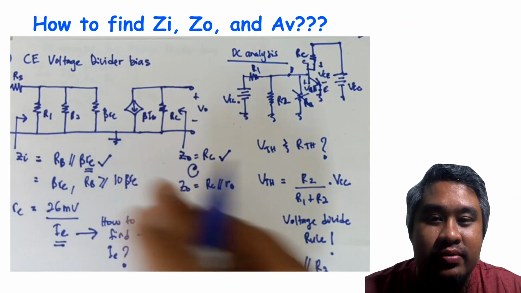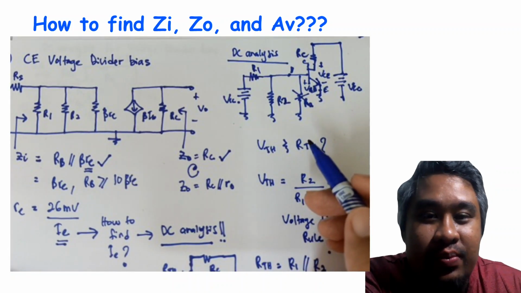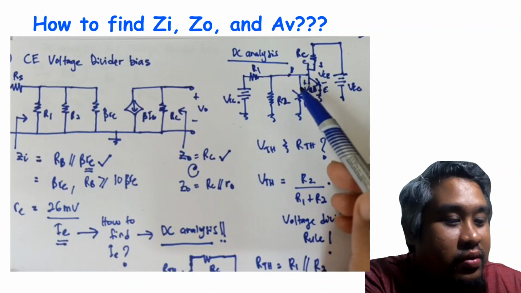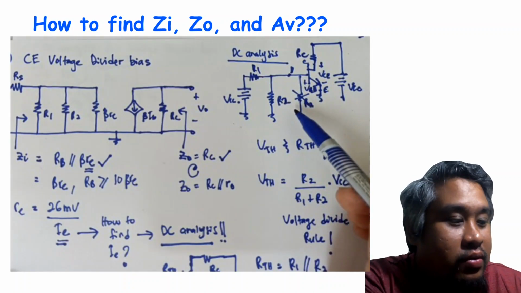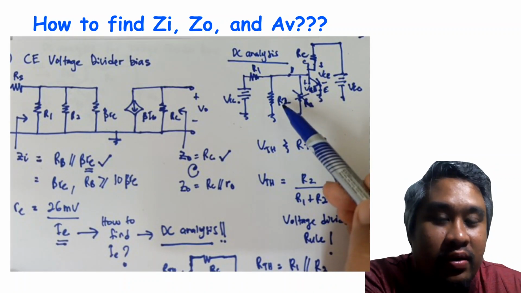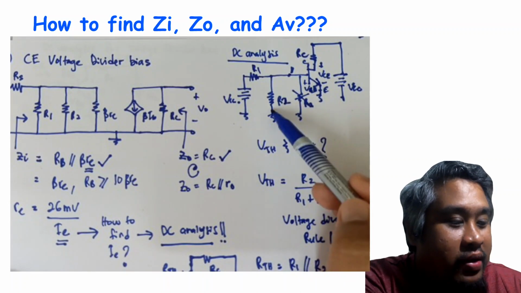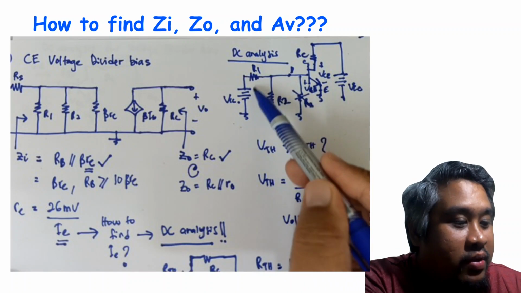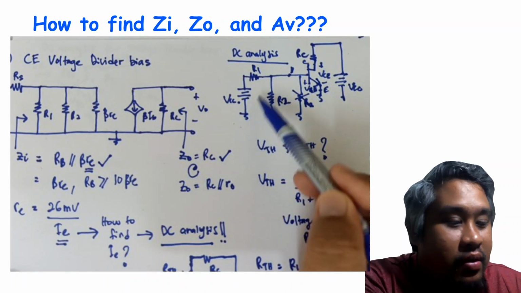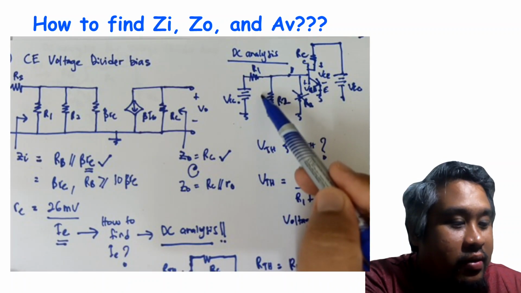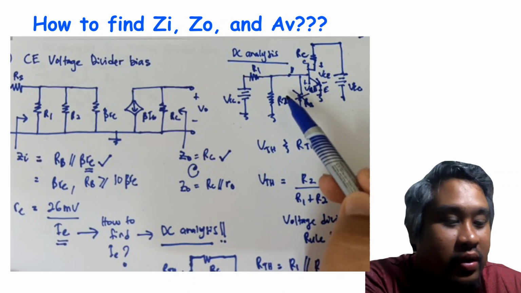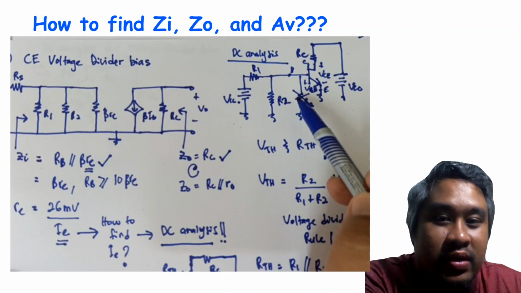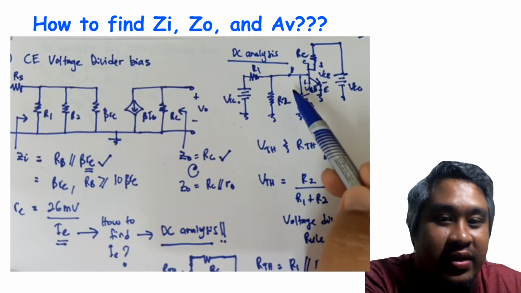Okay, class. Sorry, I made a mistake. This one should not be like R1 here, R2 here. Actually, this one is VCC, R1 and R2. Forgive me, so just make it a correction.